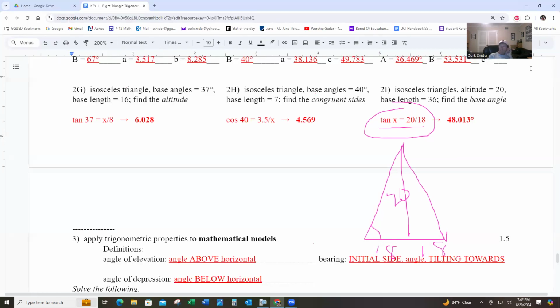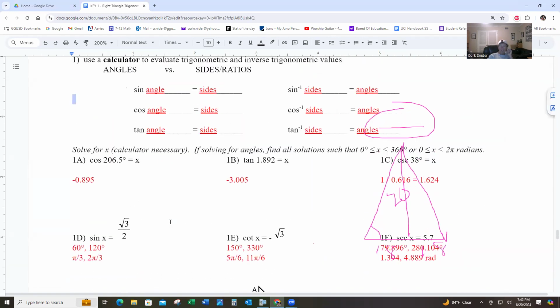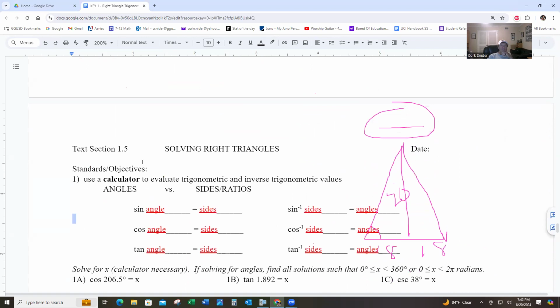Okay. That is your support vehicle for trigonometry section 1.5, just the first page. In case you're absent or I'm absent, it's something to support you with your notes. Thank you very much. Take care.